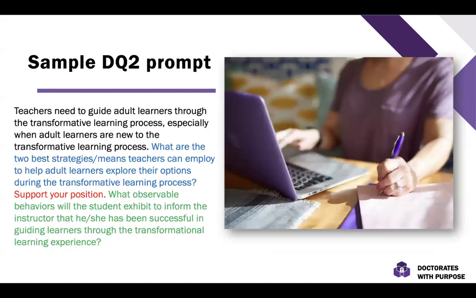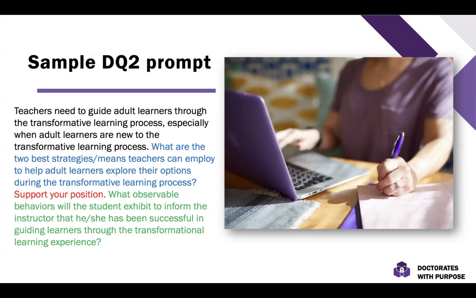So this was a sample prompt as well that we had. This one said, teachers need to guide adult learners through the transformative learning process, especially when adult learners are new to the transformative learning process. So now we're kind of getting into how we could take that first sentence and maybe turn it into a topic sentence. Next part says, what are the 2 best strategies or means teachers can employ to help adult learners explore their options during the transformative learning process? Support your position. And interestingly, that's asking for 2 best strategies.